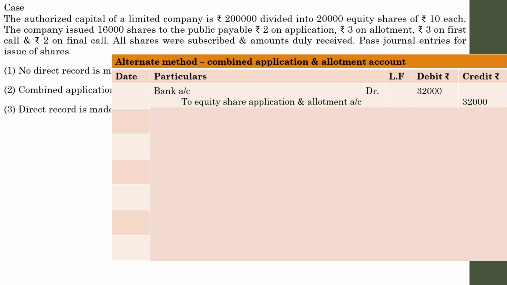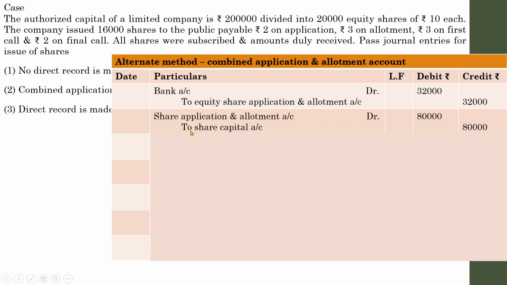Once the amount is received, we have to pass the due entry. But in the case of the due entry, remember, you have to show both the application and allotment amounts. So the entry will be share application and allotment account debited to share capital. See, the amount is 80,000. How did we get 80,000?